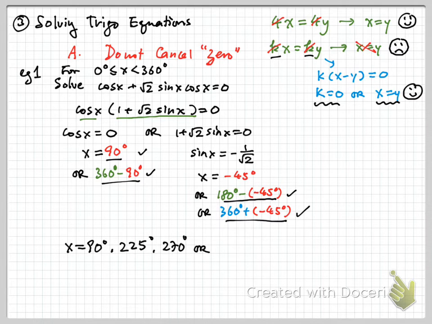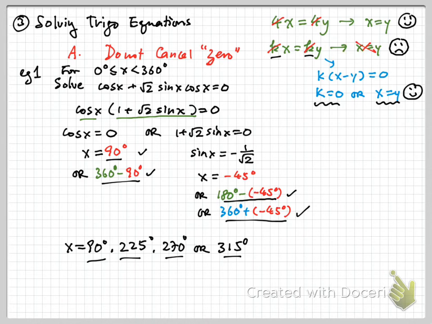Alright, this one, and that is 315 degrees. There are 4 answers to this question. If you omitted the cosine theta equals 0, you will miss 2 answers. So the lesson we learn here is do not cancel the 0. You are not allowed to cancel the cosine theta because there is a possibility that it is 0.